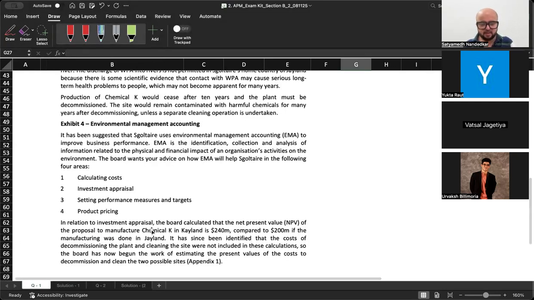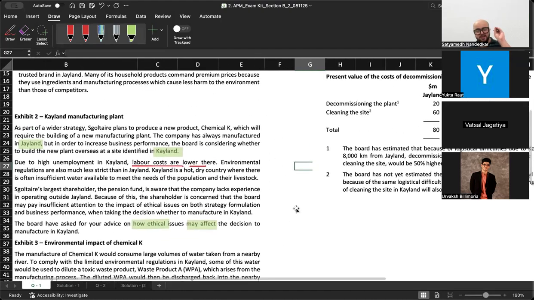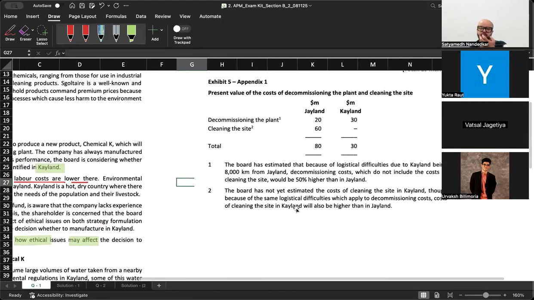Now, this point na investment appraisal related, ये देखो. In relation to investment appraisal, the board calculated the NPV of the proposal to manufacture chemical K in Kayland is 240 compared to 200 if manufacturing was done in Jayland. It has since been identified that the cost of decommissioning the plant and cleaning the site were not included in these calculations. So the board has now begun the work of estimating the present value of the cost to decommission and clean the two possible sites. So there is something specific that they have given about investment appraisal.